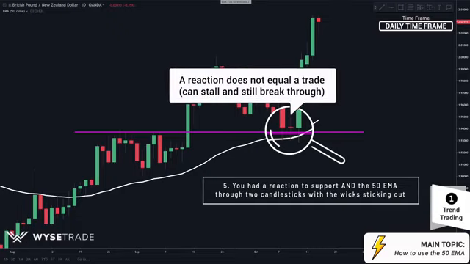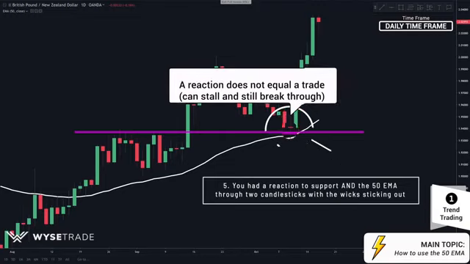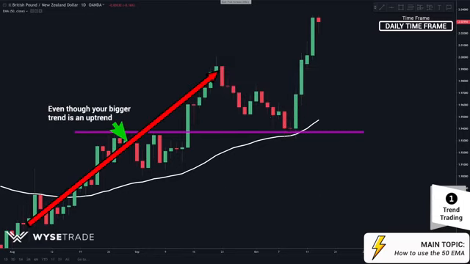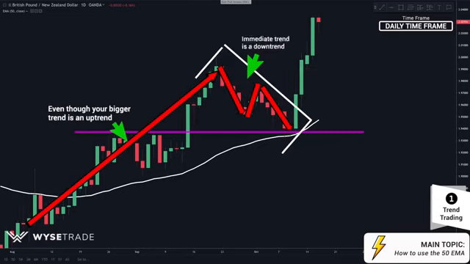Again, a reaction does not equal a trade, as price can stall at the 50 EMA and support level and still break right through. As a reminder, even though your big picture trend is an uptrend, your short-term trend is a downtrend and can continue on. So you need confirmation that the short-term downtrend is over.